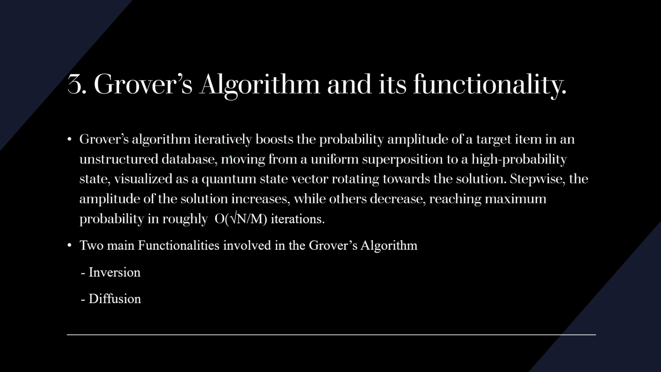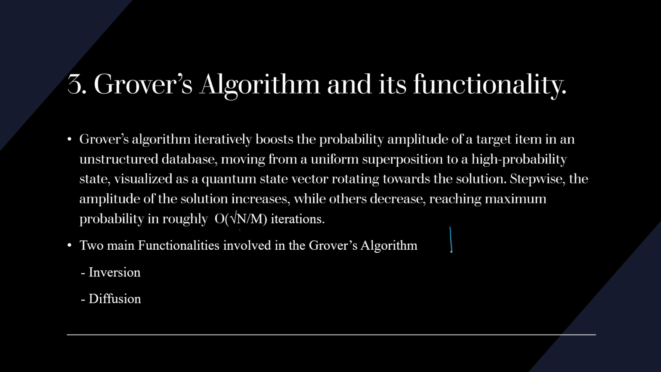Grover's algorithm iteratively boosts the probability amplitude for the target item in an unstructured database, moving from a uniform superposition to a high probability state, visualized as a quantum state vector rotating towards the solution. Stepwise, the amplitude of the solution increases while others decrease, reaching the maximum probability in roughly root over n by m iterations, which is the complexity.